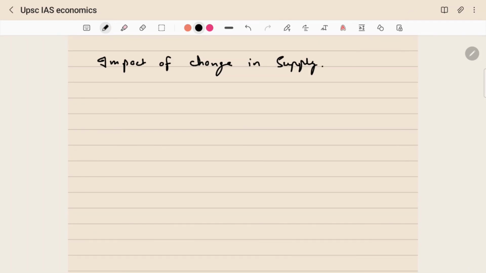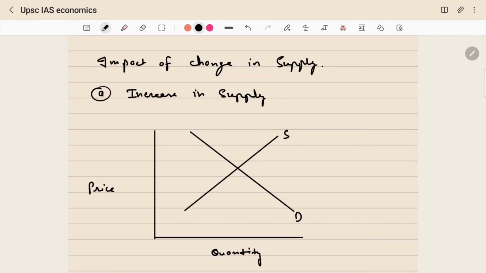Now let us study the impact of change in supply on the prices. Let us take the first case where there is increase in supply. So this is the basic demand and supply curve. Their intersection is point E, and this is the equilibrium price, and this is the quantity demanded. So P is the equilibrium price. Now as we have studied in the previous lectures, increase in supply will lead to a rightward shift in the supply curve.